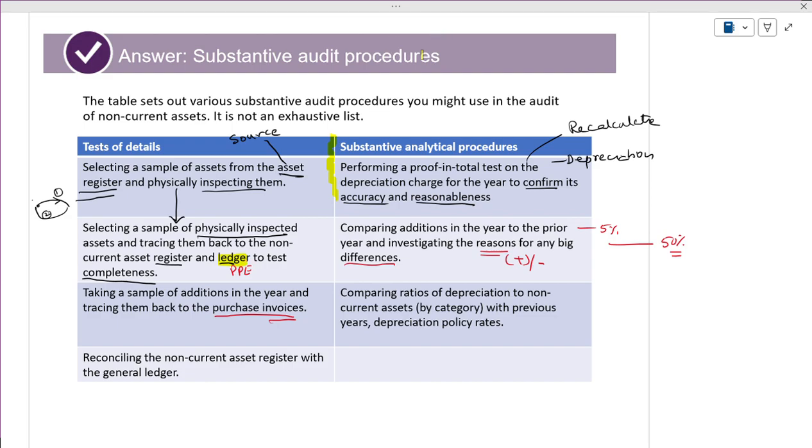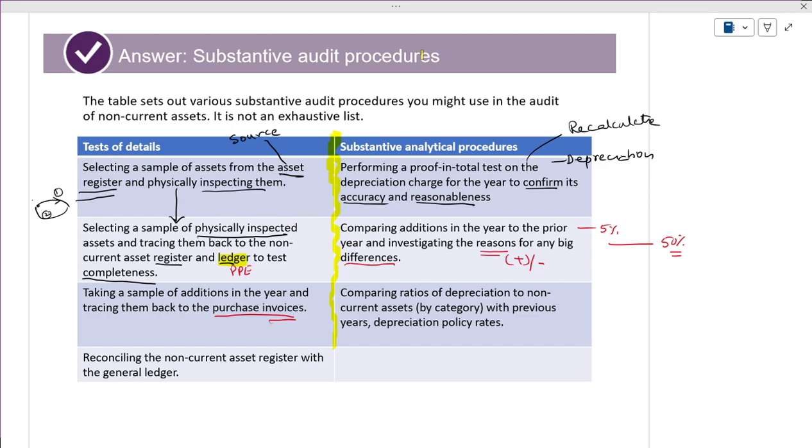Divide this. First read test of details, then you read substantive analytical procedures. In the question answers, they will ask substantive analytical procedures separately, test of details separately. So my advice is, first go only for test of details. If there are any additions, definitely you will ask what the additions are, and whether there is any supporting document. You will take it with the purchase invoices.